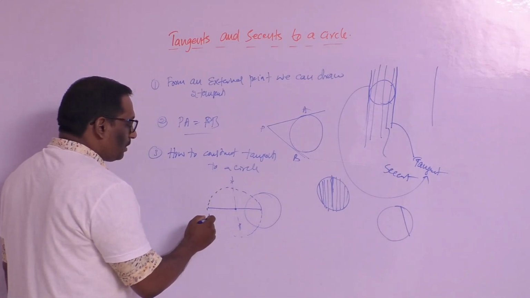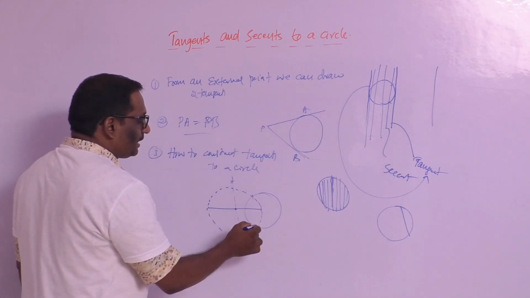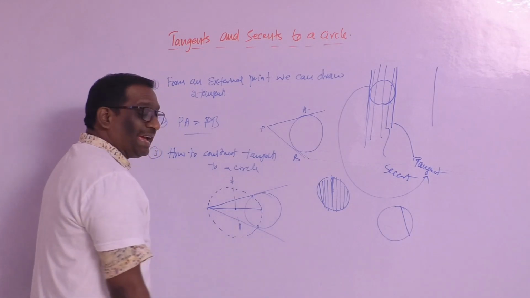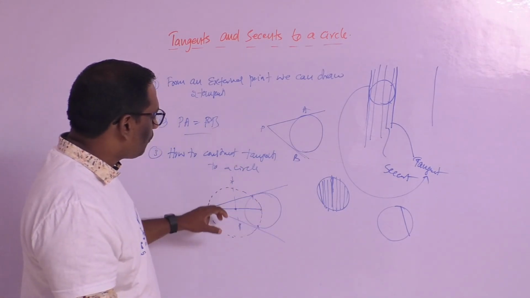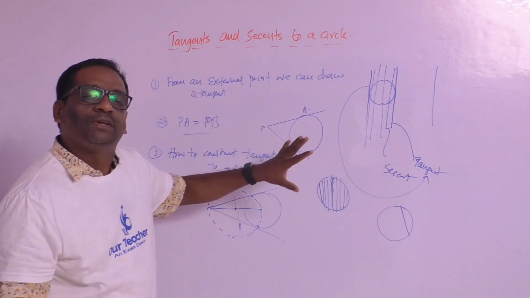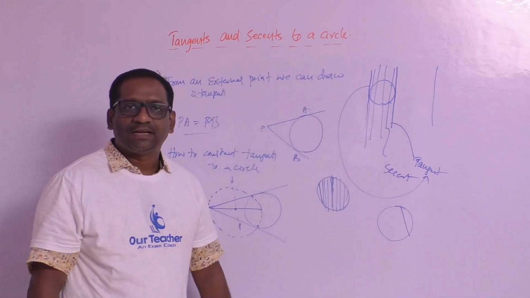If you take this one as the center and construct a circle through the 2 points, you will get one more circle. This circle is cutting at 2 more points. Now if you join these two, you will get two tangents for the particular circle. So this is the way of constructing tangents to a circle. These are the most important topics which we deal with in secants and tangents.